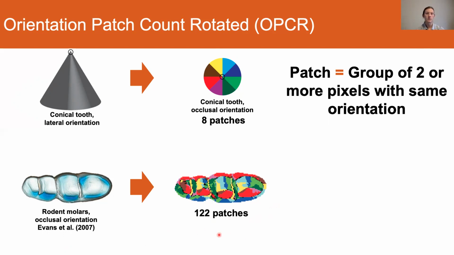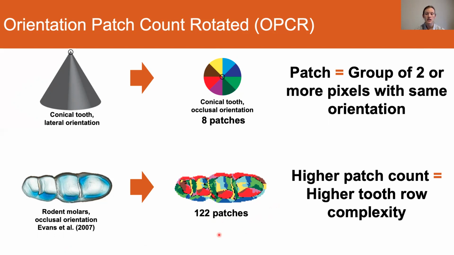Given that molars are far more complex than cones, what this means is that a higher total patch count equals a higher tooth row complexity. So OPCR shows us the total number of patches in the tooth row, and that a higher patch count is equal to higher tooth row complexity.